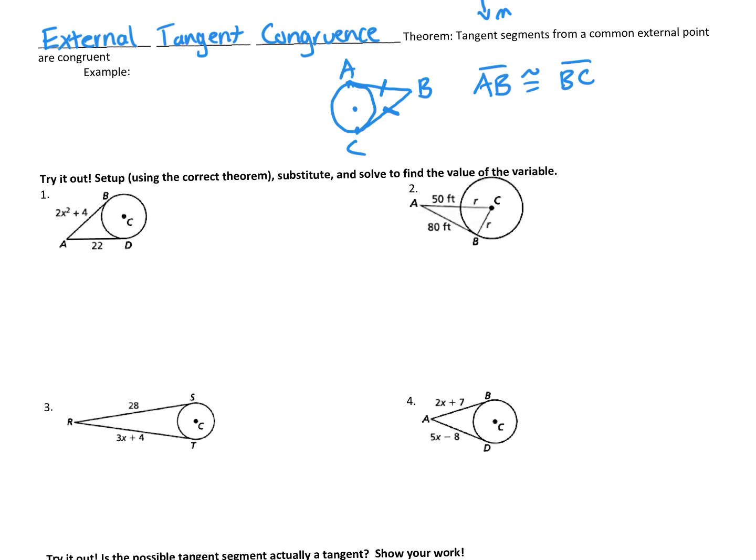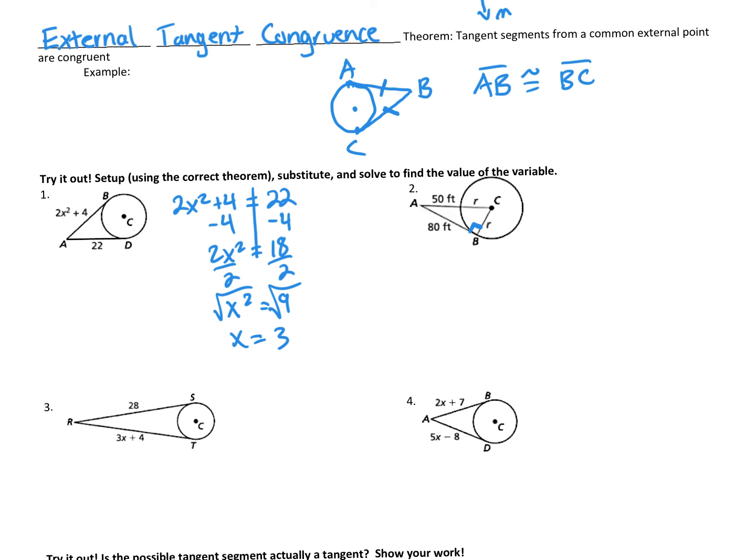We want to solve for x using those theorems. So first things first, number 1 is external tangents. So we can say 2x squared plus 4 has to equal, because they're congruent, 22. I'm going to subtract 4 to both sides. 2x squared equals 18. Divide by 2, divide by 2. X squared must equal 9. If I square root this number, x is then 3.